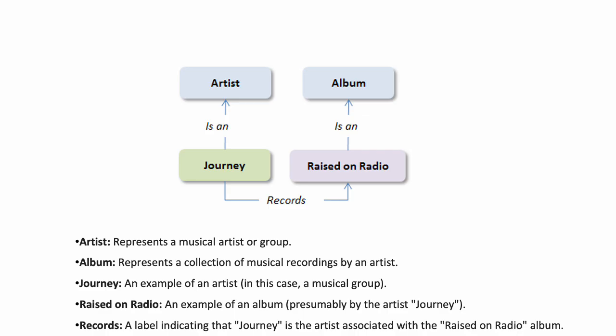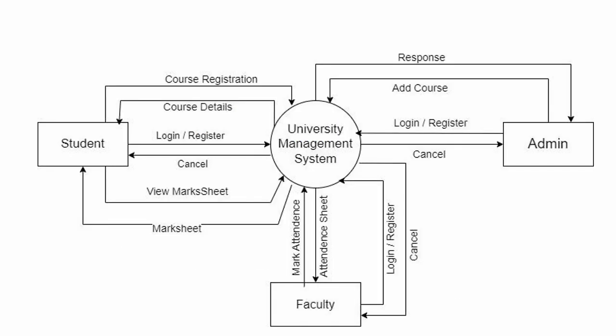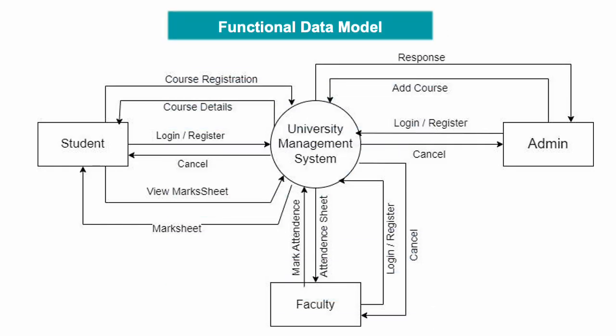So can you guess what kind of data model this is? Yeah, it's the semantic data model. Let's move on to the next type of data models. Because it's the only one left, you can see that this is the functional data model.